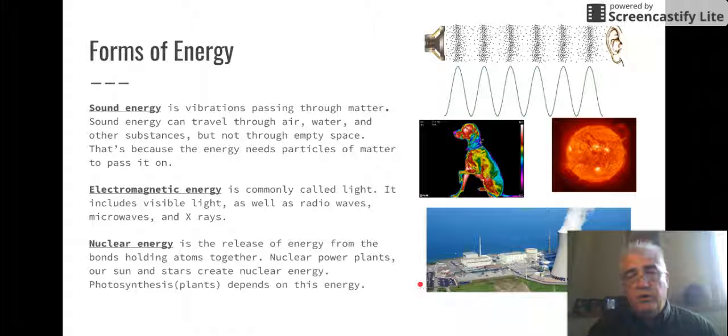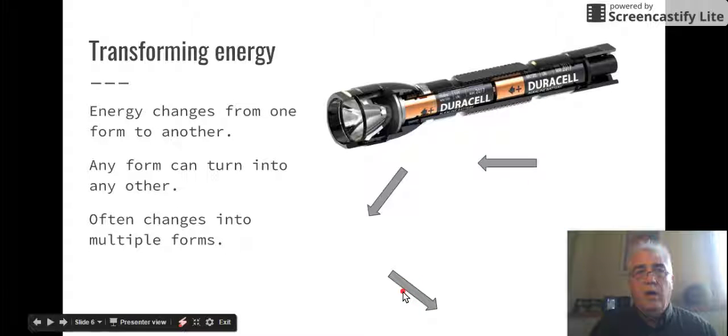Then we have nuclear energy, which is the release of energy from radioactive material. When that bond is released, energy is given off. Nuclear power plants, our sun and other stars create nuclear energy. Part of that nuclear energy is light, and our plants on Earth depend on that light for their energy.